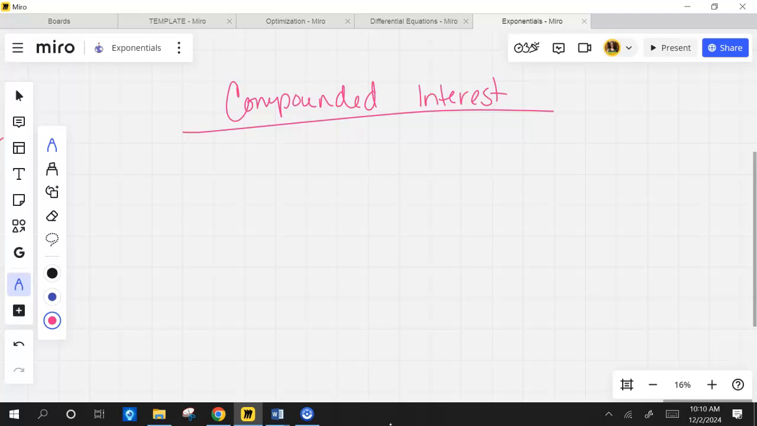When you make interest on interest, because it doesn't take just the $500 that you put in there. It takes the total that's in there. So that's compounded interest.